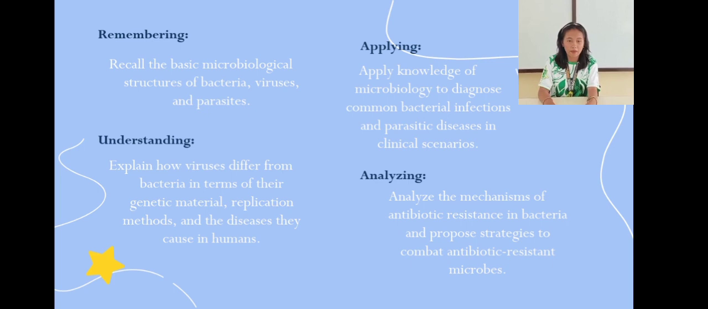So first is the remembering. Remembering involves the ability to recall or recognize facts, information, or concepts without necessarily understanding or applying them. For example, recall the basic microbiological structures of bacteria, viruses, and parasites. Next is the understanding. It involves comprehending and grasping the meaning of information rather than simply recalling it. So for example, explain how viruses differ from bacteria in terms of their genetic material, replication methods, and the diseases they cause in humans.